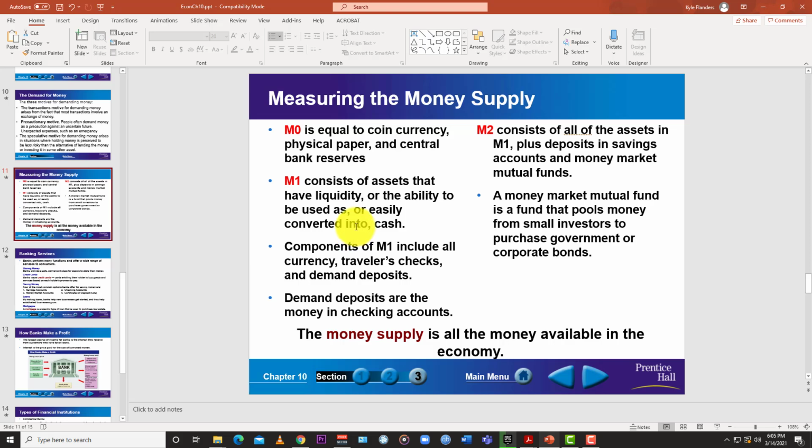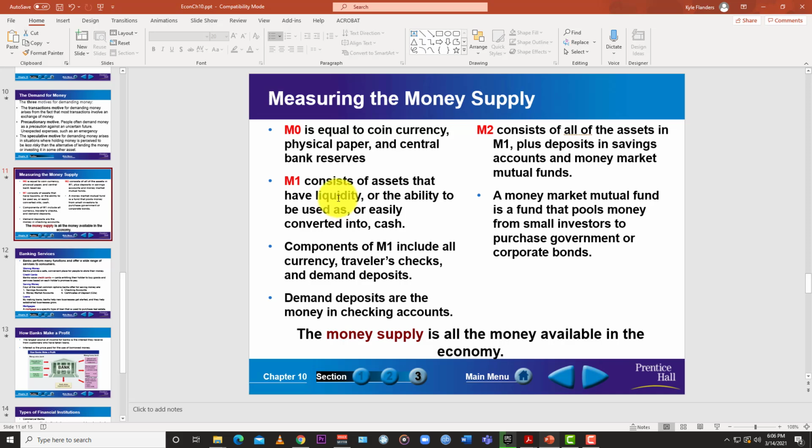What is M1? M1 consists of assets that have liquidity. Liquidity means the ability to be easily converted to cash. So if they say something is very liquid, that means it can turn to cash very, very quickly. For example, a check is very liquid. A car isn't very liquid. You have to go and find somebody to buy the car, and it might take a while. But a check, you go cash it right there, liquid. So the faster something can be converted into cash, the more liquid it is. When you hear companies saying they're going to liquidate, that means they're going to sell everything for cash.